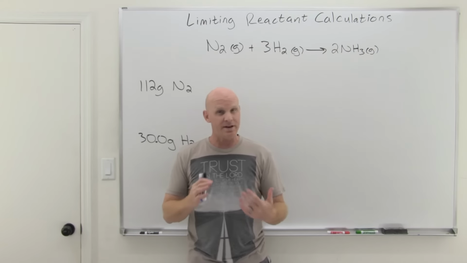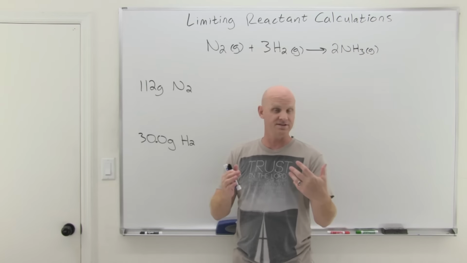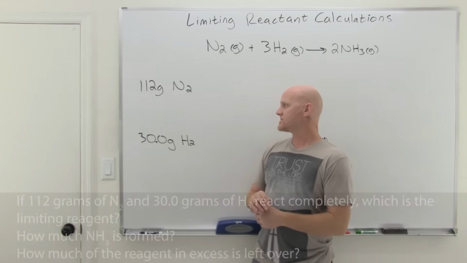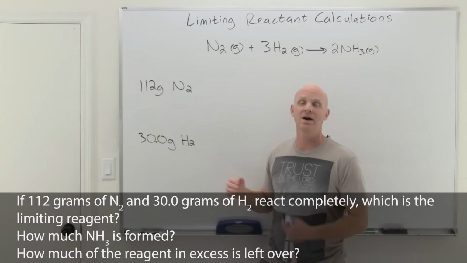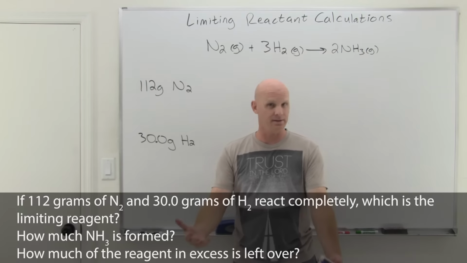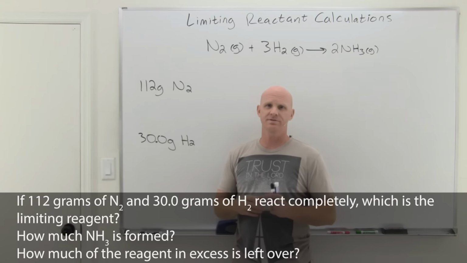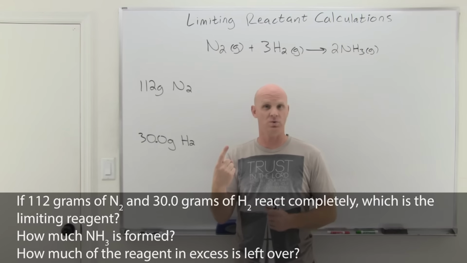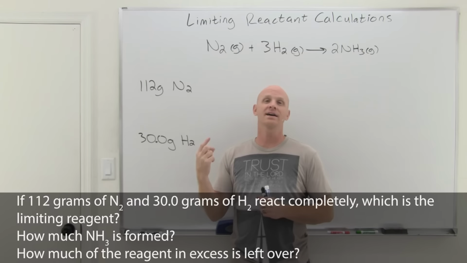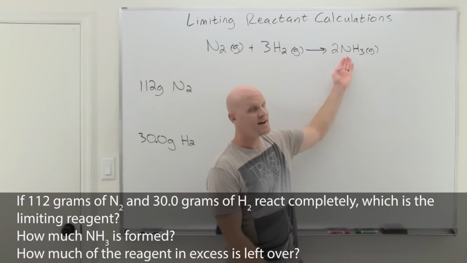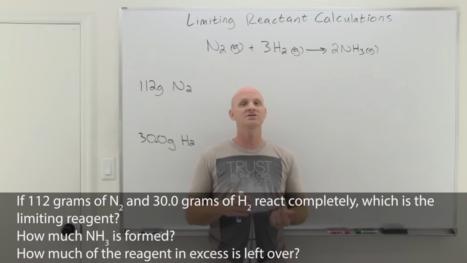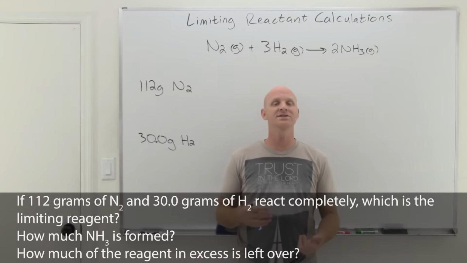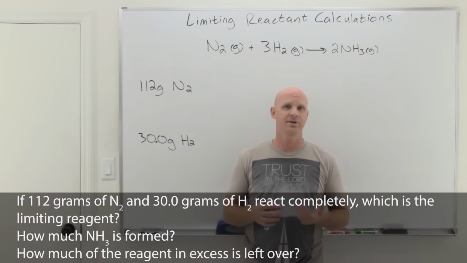So now we're going to do a limiting reactant calculation proper, or at least a set of calculations. And in this question, we're going to be given 112 grams of N2 and 30.0 grams of H2, and they are going to react completely. And we've got 3 questions to answer. The first question is, what is the limiting reactant or limiting reagent? Same difference. Second question is, how much NH3 is formed if these do react completely? And then the last question is, how much of the reagent in excess is left over?